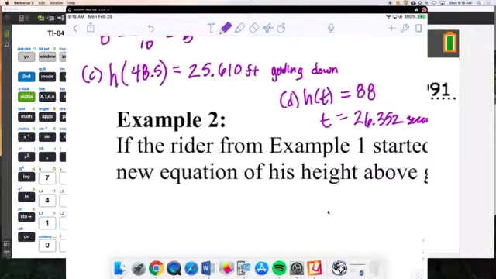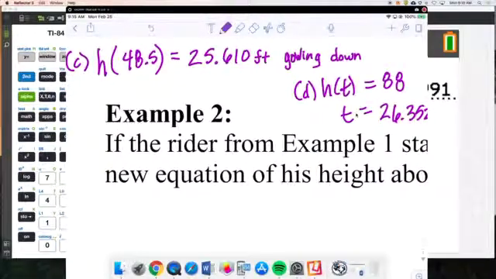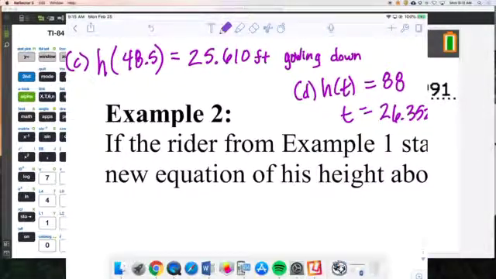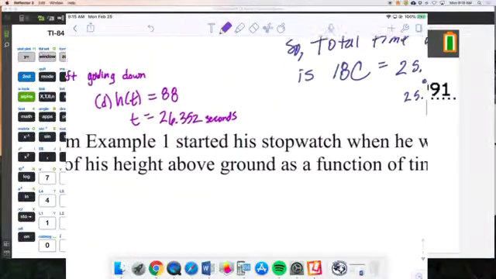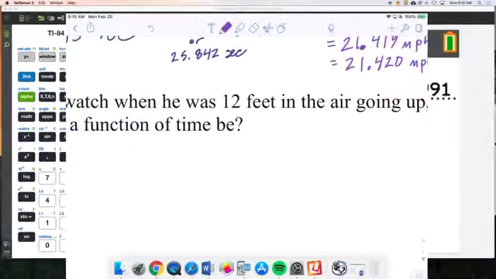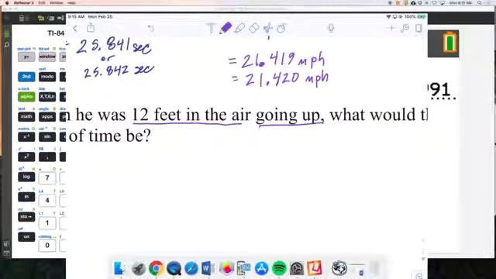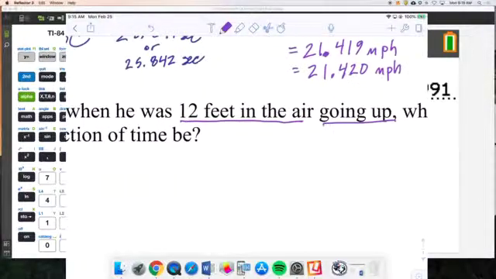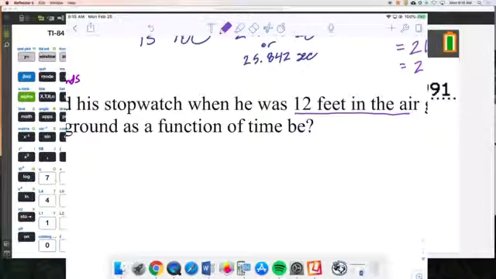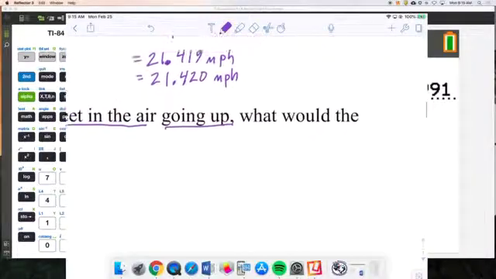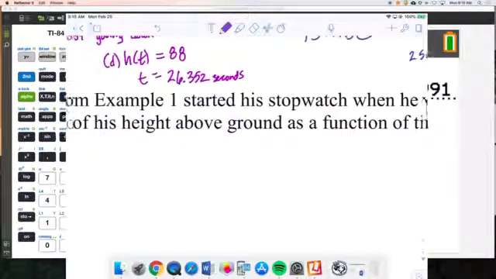If the rider from example 1, y'all remember him? Yeah, that wasn't too long ago, okay? If the rider from example 1 started his stopwatch when he was 12 feet in the air going up, he gets in, he's there to collect data, the ride starts and he forgets to start his stopwatch. That's why he's riding it, to collect data. So he started it late, when he was 12 feet in the air going up, we'll say for the first time. What would the new equation be?